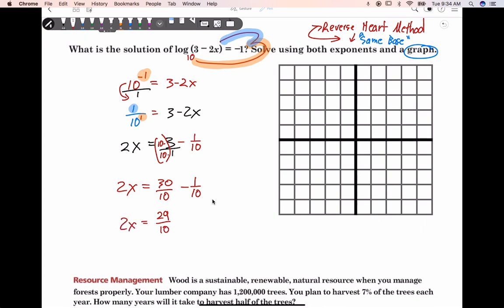And when I'm dividing by 2, it's the same as multiplying by 1/2. Okay, so dividing by 2 is the same as multiplying by 1/2. I'm going to say multiplies by 1/2 so that I know that these denominators are going to multiply together. They don't have to be common when I'm multiplying, just when adding and subtracting. So we get 29 over 20. So 29 over 20 is going to be the answer for x.